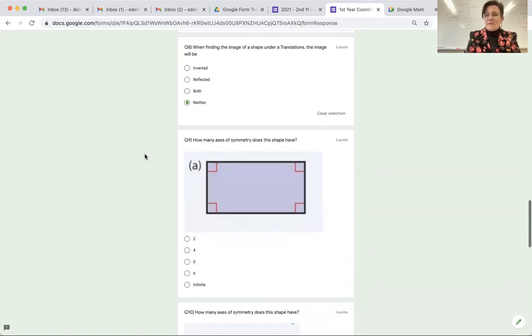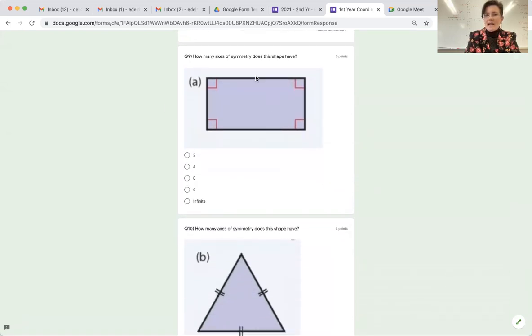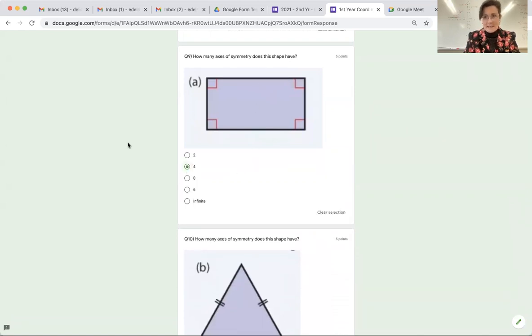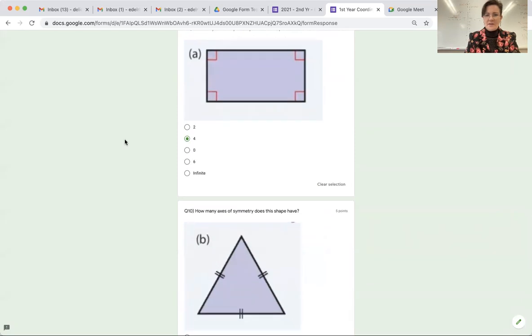The next question was about axes of symmetry. How many axes of symmetry does a rectangle have? It has 4. I wasn't asking you to draw them, but if you did that as part of your rough work, you know, if you got this question wrong, but I could see some work towards axes of symmetry on your rough work, that would give you partial credit for this question.